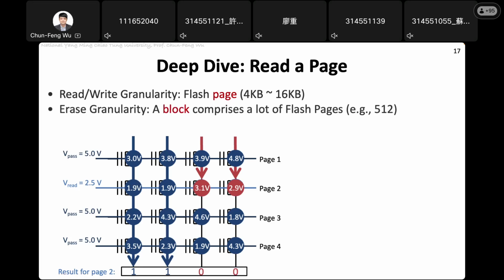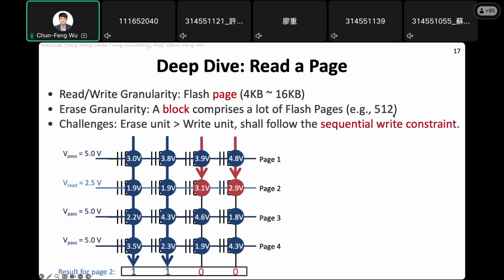So recall erase granularity. When you are going to erase, it should be aligned with a block size. A block size is 512 times larger than a page. So here comes a challenge: you should avoid doing the erase all the time, because the erase unit is larger than a write.